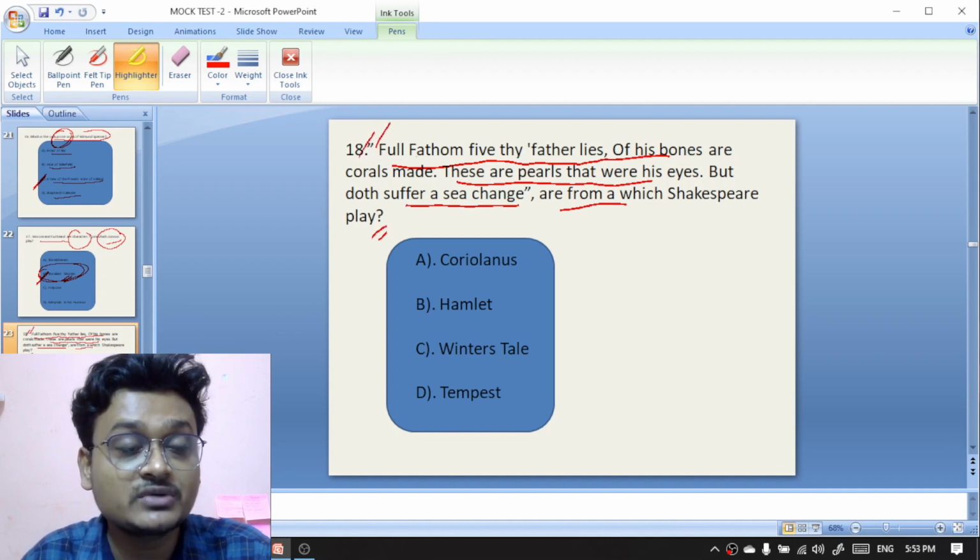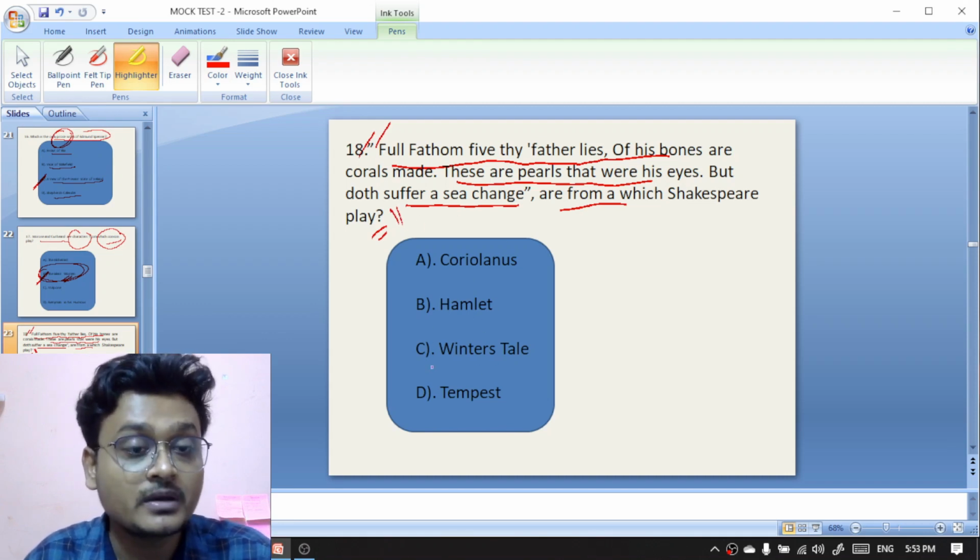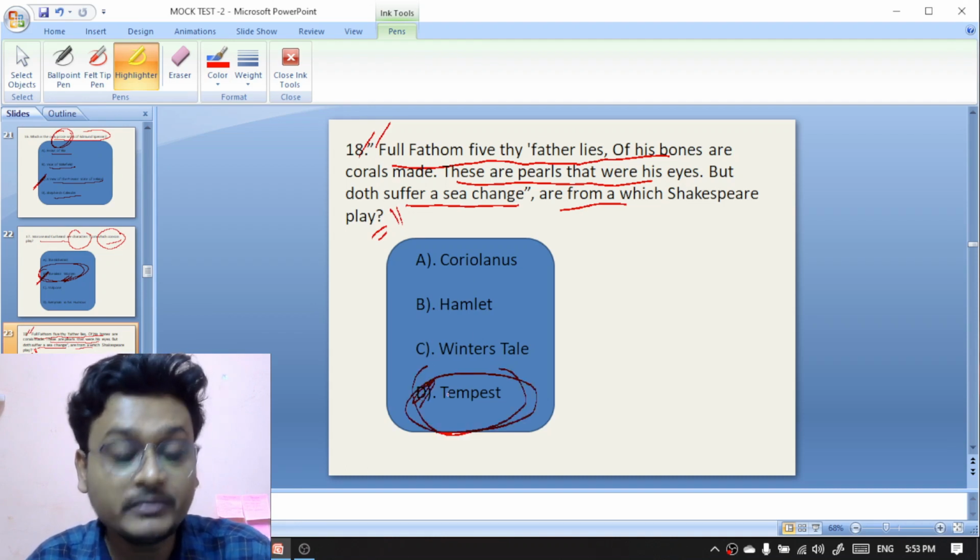So these lines were sung by Ariel. This is Ariel's song, sung by that Ariel. So it is from The Tempest. These lines are from The Tempest.